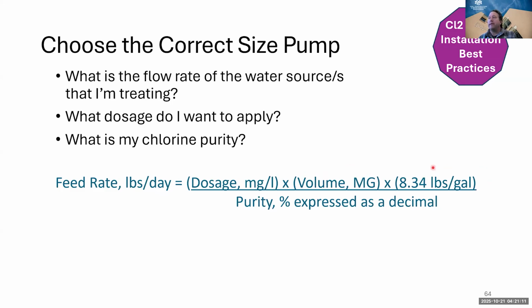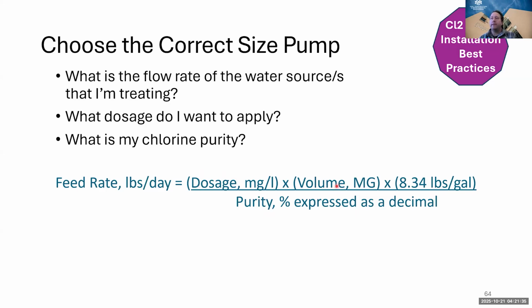This is a conversion factor to convert from gallons to pounds, and that's the weight of water. Each gallon of water has 8.34 pounds in it. And then chemical purity. What you do is you say, okay, I want a dosage of 1 milligram per liter.